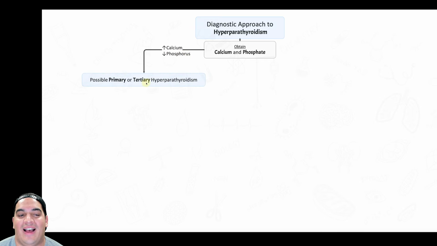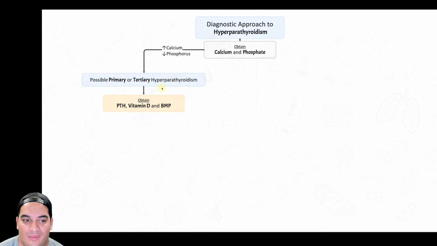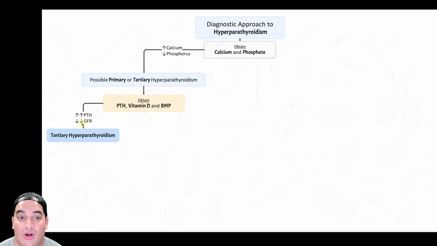So let's evaluate this a little bit more. I think it's one of the two. What I'll do is get a PTH level, a vitamin D level, and a BMP. If the PTH is really high and the GFR is super low and their phosphate's high, it's tertiary. Done. It's probably CKD related.